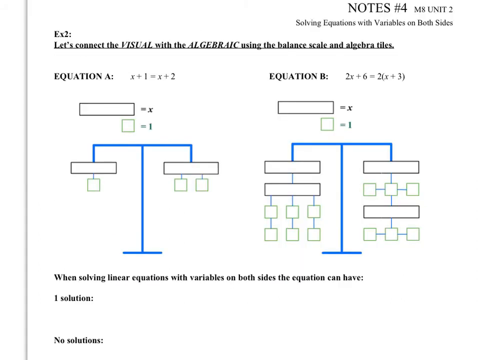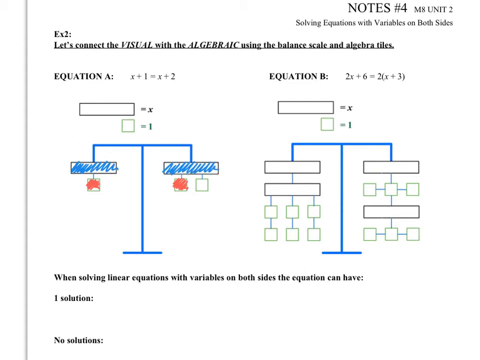So now let's see some of our special case examples. For equation A, I have x plus 1 equals x plus 2. So on the left side of my scale, I've got one rectangle representing x and one green square. On the other side, I've got one rectangle representing x and two green squares. So if I were to try to balance this similar to what I did before, I could remove one of my green squares from each side, so pick off one piece of fruit, and then I could also remove the rectangle.